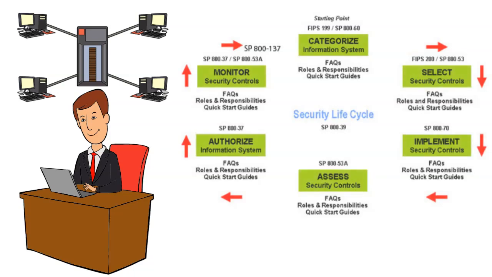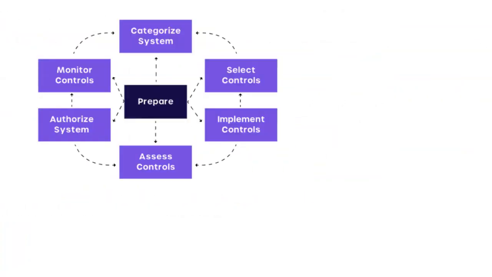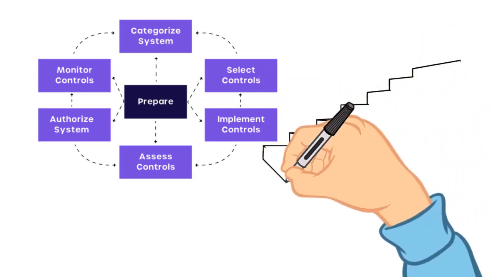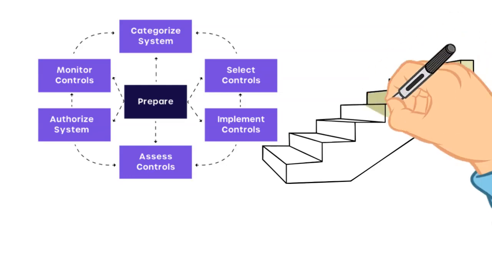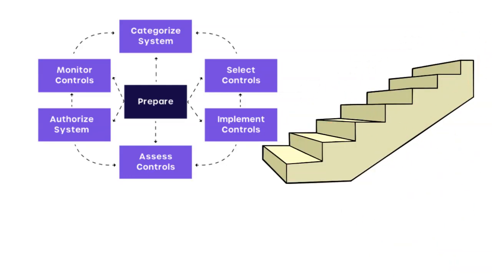The last step is always the one that people think about in hindsight because it's always the one that people forget to do: Prepare. So, if you said it in the correct order, 1 would be prepare, or the hindsight step that people tend to forget to do. 2, which people often categorize as 1, so subtract 1 from all these, would be categorize, select for 3, 4, implement, 5, assess, 6, authorize, and 7, monitor.